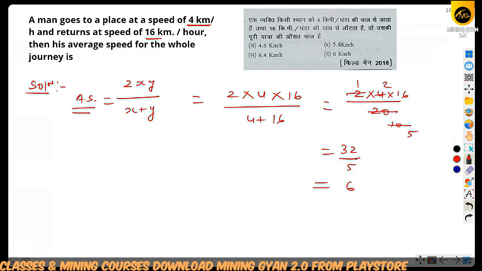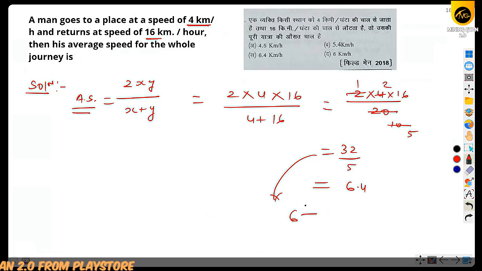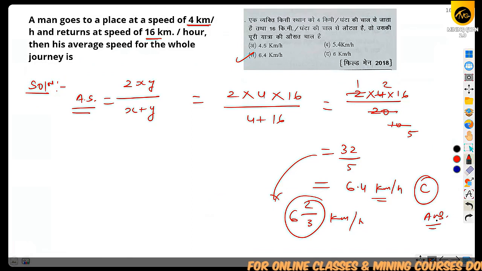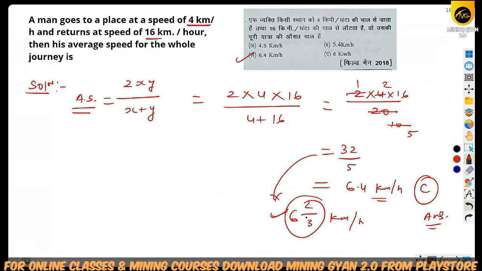So it will be 6.4, or you can convert it into the mixed fraction like 6 and 2 by 3. So 6 and 2 by 3 kilometer per hour or 6.4 kilometer per hour. In this case, we have the options in decimal form. So option C is the correct answer, 6.4 kilometer per hour. If the options are available in mixed fraction, then you have to convert into the mixed fraction. Correct, 6.4 kilometer per hour is the correct answer.